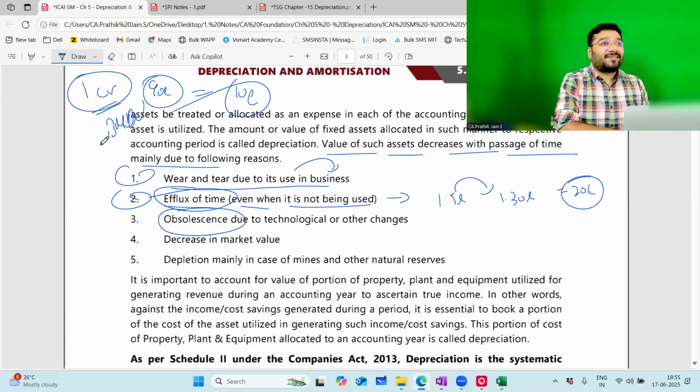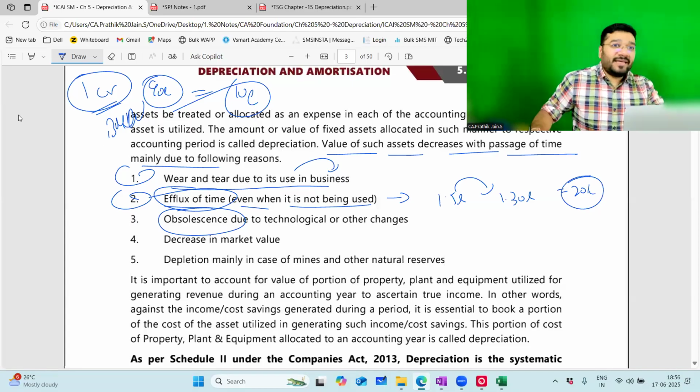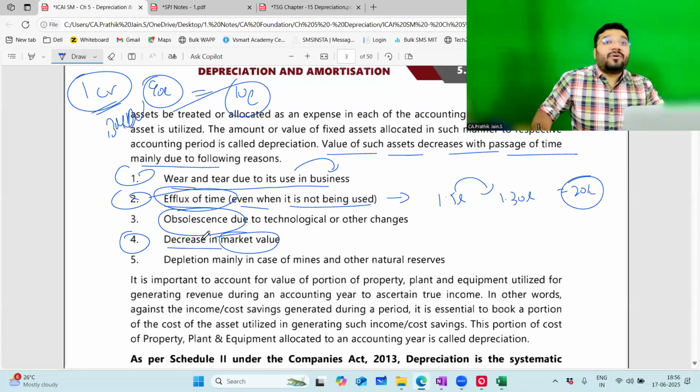Is it because of usage? Did you use the asset for 10 lakh rupees' worth? Hardly, you drove only 4 kilometers. So that is for the time. If you use a certain asset, or for a time you just possess it, the value reduces. Easy? Then, the fourth one, decrease in the market value.